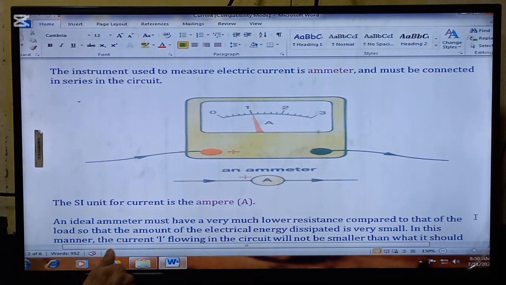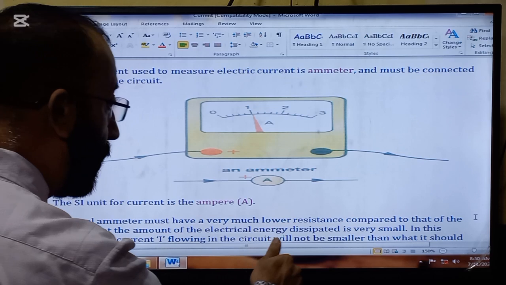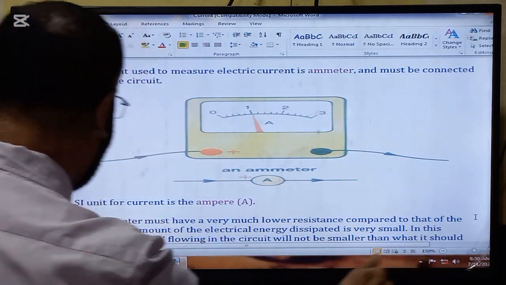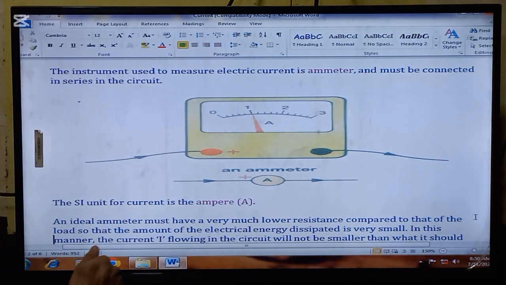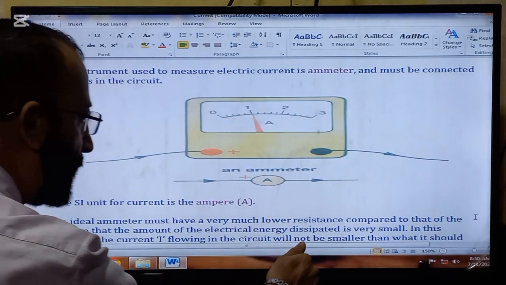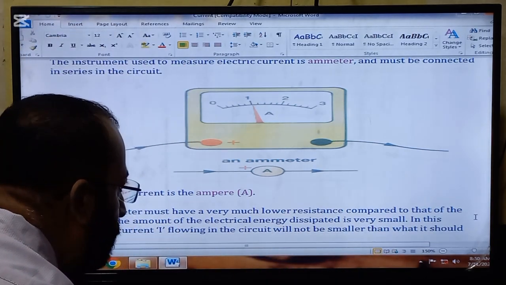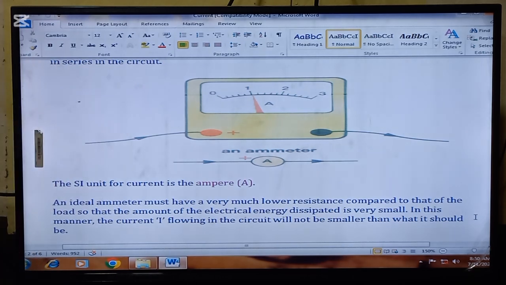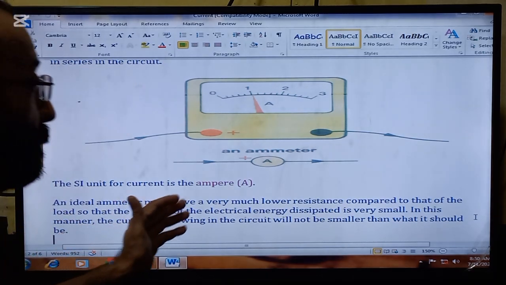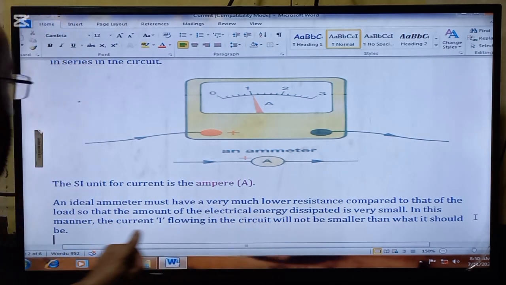An ideal ammeter must have a very much lower resistance compared to that of the load, so that the amount of electric energy dissipated is very small. This is a very important thing for the ammeter to be used. Its resistance must be very low as compared to that of the load.